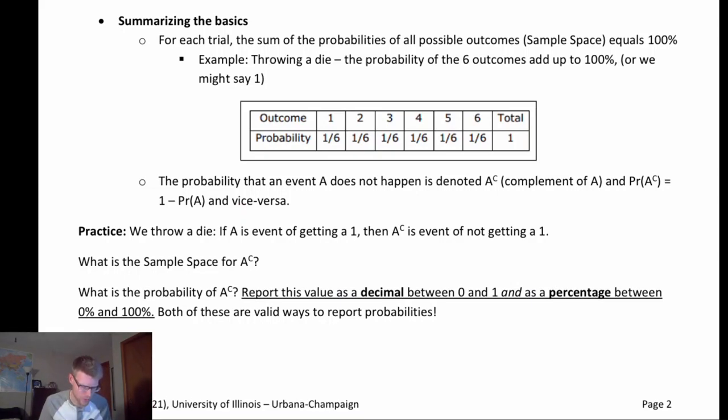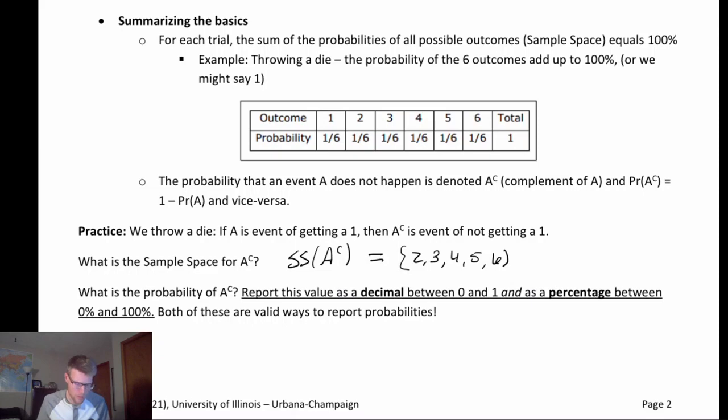All right, so let's start with this. We throw a die. If A is the event of getting a 1, then A complement is the event of not getting a 1. What would be the sample space of A complement? Well, I'm just going to notate it like this. It's going to be everything besides 1. So I'm going to start at 2 and list the remaining outcomes. So if A is getting a 1, then A complement is getting 2, 3, 4, 5, or 6, any of the other remaining outcomes there.